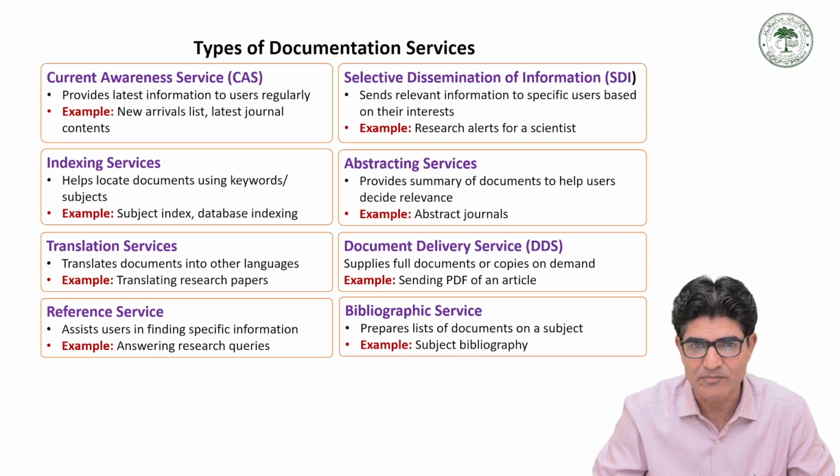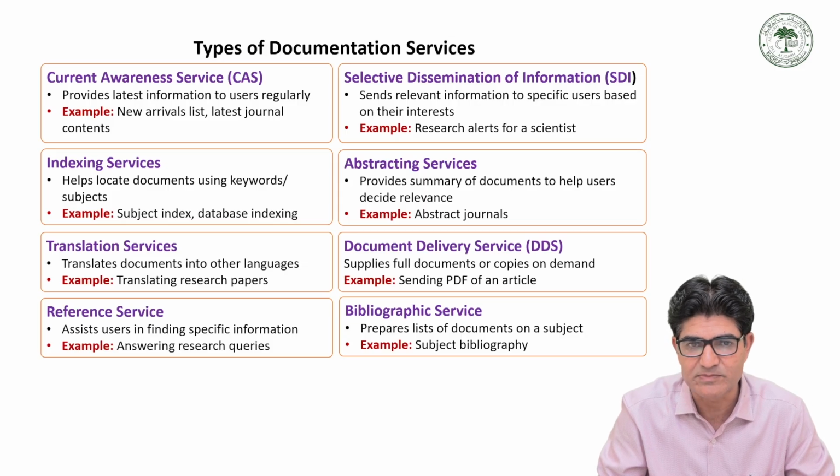That is, compiling a list of recently published articles on a subject and giving it to the scientist is one example of selective dissemination of information service.